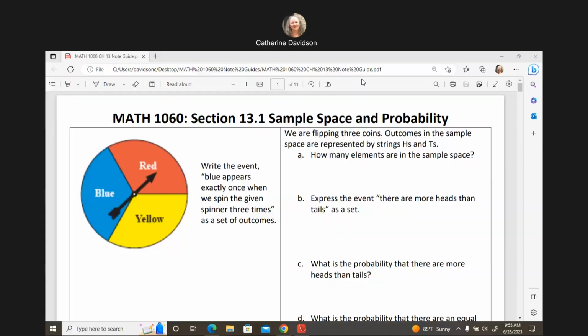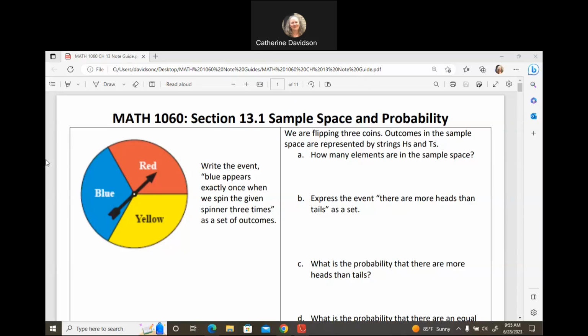This is section 13.1, sample space and probability.